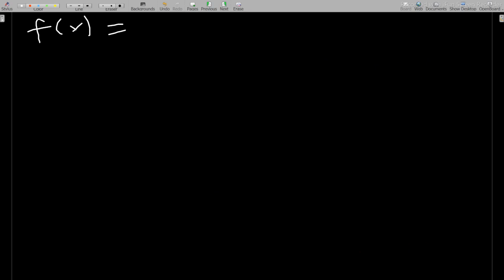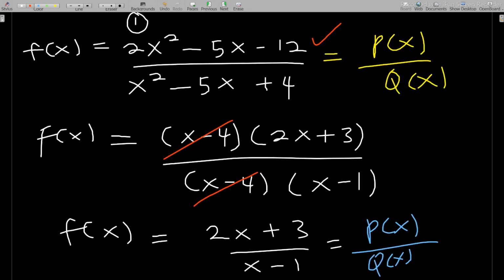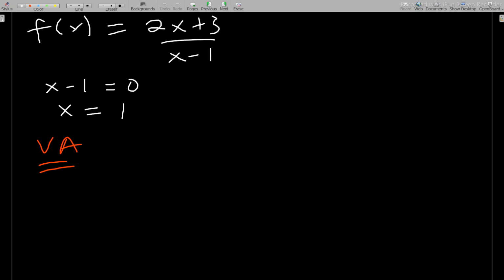Now having a function of this form, 2x plus 3 over x minus 1, the values of x that will make this function undefined occur only when x minus 1 is equal to 0. So you solve for this equation. Like I said, you have to equate the denominator to 0 and find the values of x. So you get x equals 1. So the vertical asymptote, VA, for the whole function we're talking about, 2x squared minus 5x minus 12 over x squared minus 5x plus 4, is given by x equals 1.